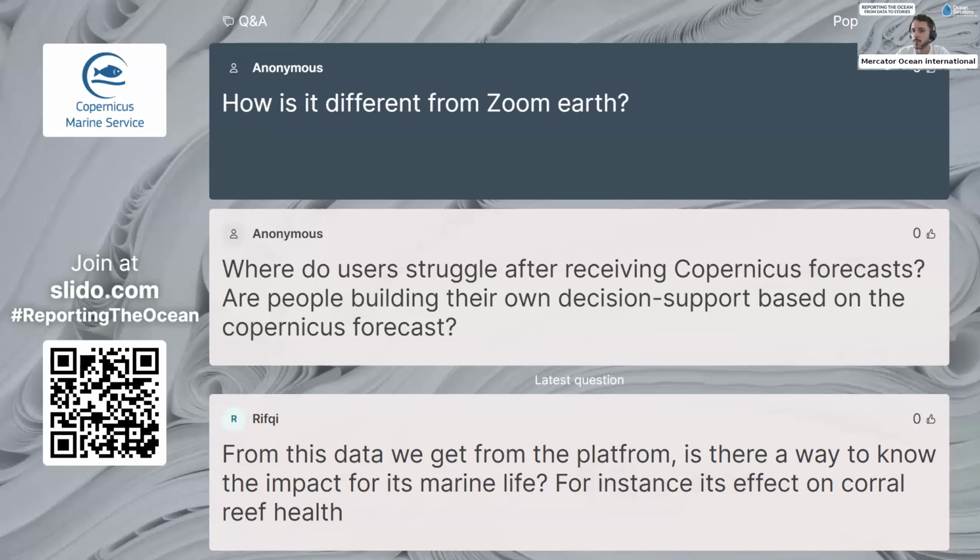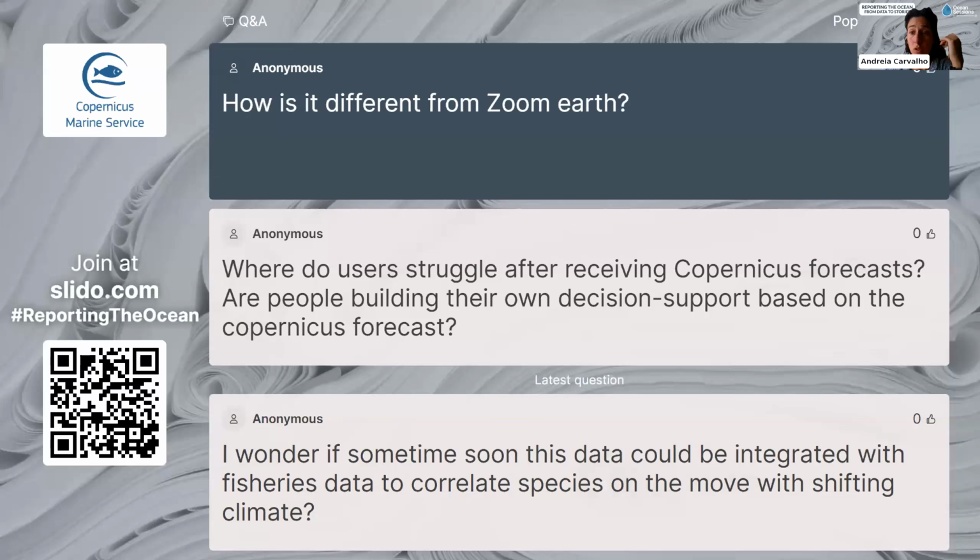How is it different from Zoom Earth? Can you enlighten me? Is it Google? It's a weather map. I'd say it's a tool with a weather map, an interactive map that tracks hurricanes, cyclones, etc. Okay, I see.